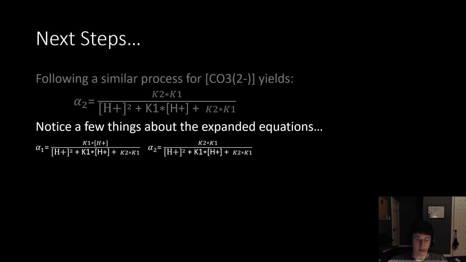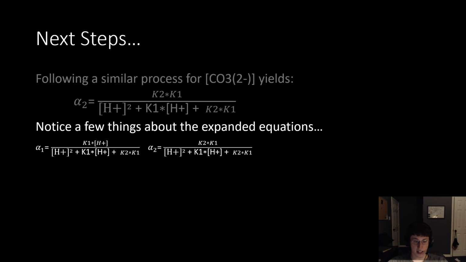So there is something to notice about these expanded alpha values. Alpha 1 and alpha 2 are shown side by side here, and it should become apparent that these have the same denominator. This will apply to all expanded alpha value equations. So whether you're doing it for carbonic acid or phosphoric acid or sulfuric acid or anything like that, each of the alpha values within those acids or bases will have the same denominator.